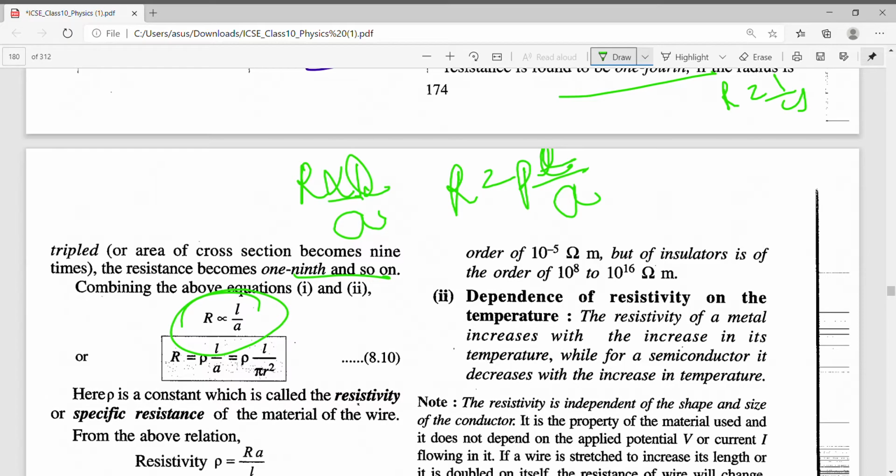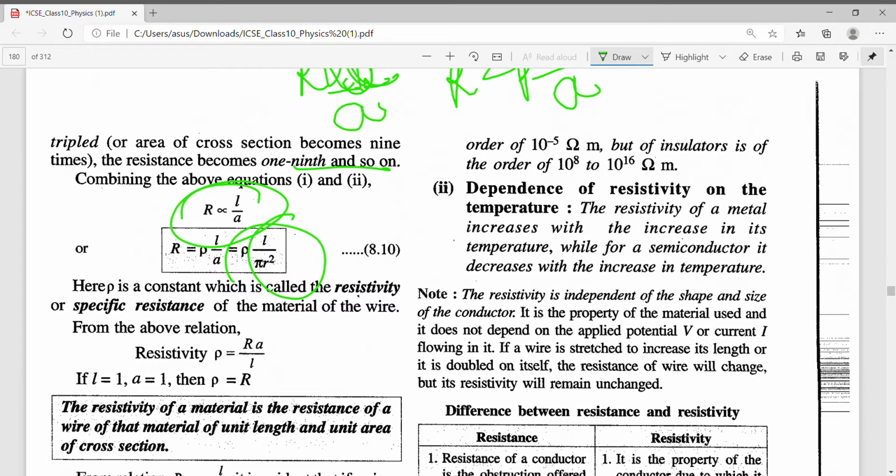R is directly proportional to L. That's why you can write R as L by A, or you can write rho L by A, that is rho L by pi r square, because what is area? It is pi r square. So here the rho is constant, which is called the resistivity or specific resistance of the material of the wire.